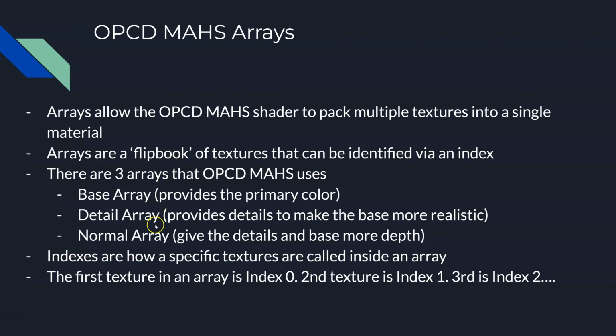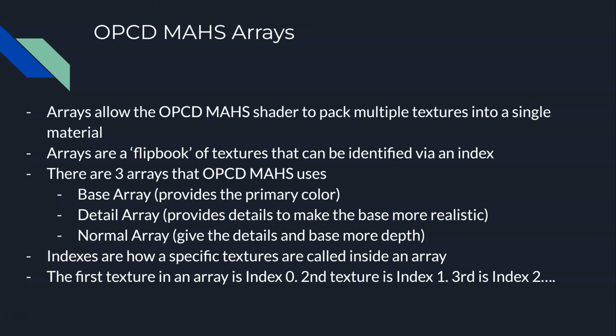So indexes, we're going to be talking a lot about indexes. Indexes are how a specific texture is called when inside of an array. Remember that an array is a flip book of multiple textures. We need to be able to identify which one we want to use, and we do that via its index. The first texture in an array is index 0. That's the most important thing you have to remember. If you want to call that first texture inside of an array, it is index 0. It's not index 1. So the second texture is index 1.